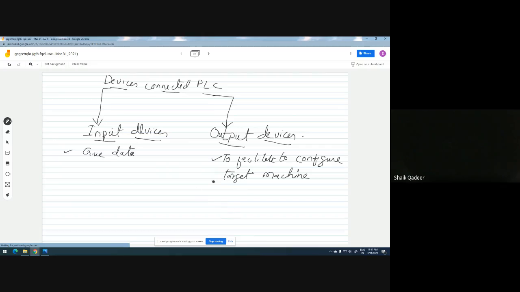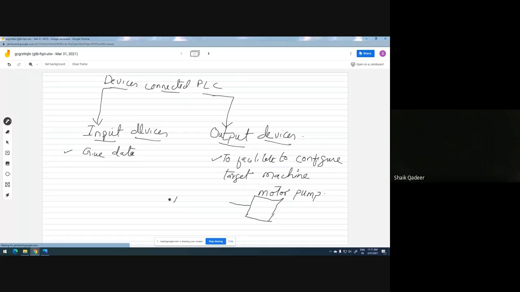Just consider this example. Let us suppose that we want to smartly run a target machine called motor pump, right? For that, we need to get data from input device to make a decision. The input device in this particular case can be the level sensor from the reservoir. Agree or not? Agree, sir.